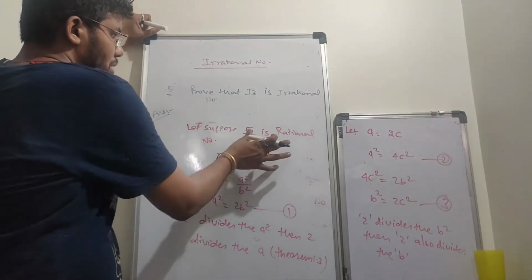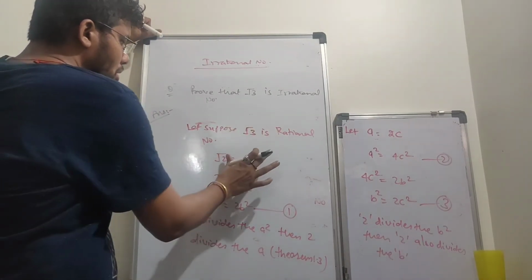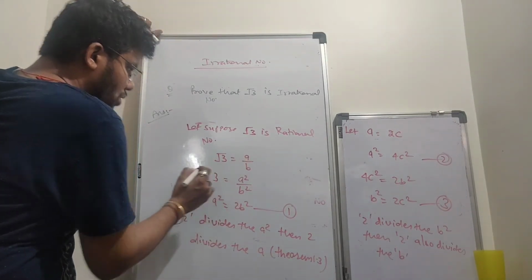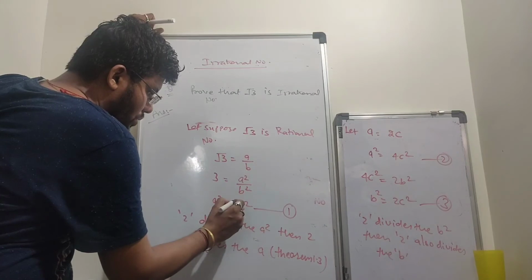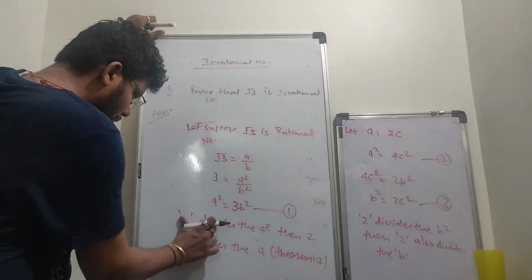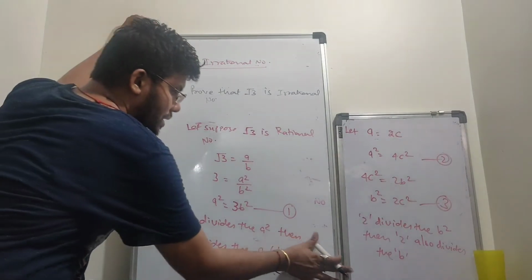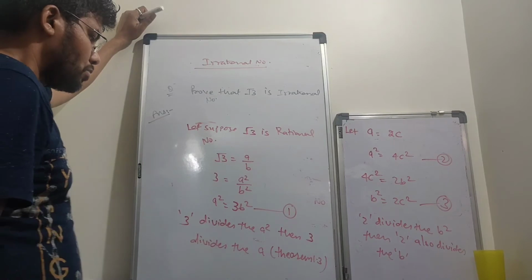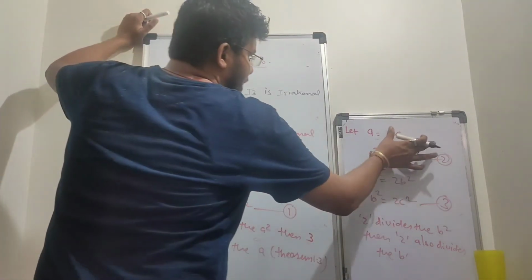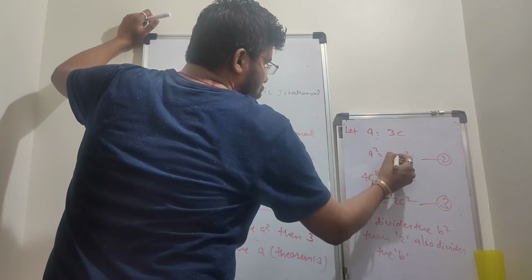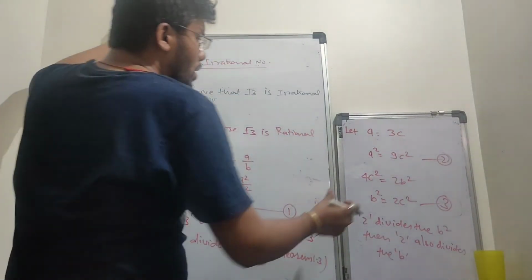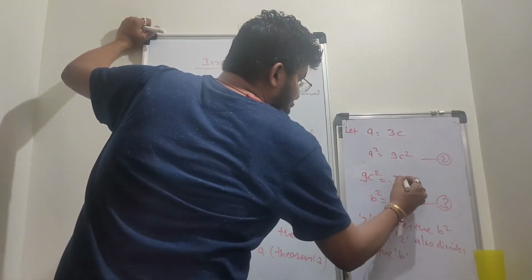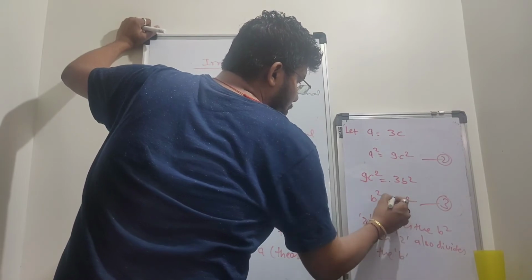Now let's suppose that root 3 is a rational number. So root 3 can be expressed in the form of a by b. Squaring both sides, 3 is equal to a square upon b square. So a square is equal to 3b square. So 3 divides a square, then 3 divides a according to the theorem 1.3. So from this statement we also say that a is equal to 3c. So a square is equal to 9c square. Now comparing with equation 1, 9c square is equal to 3b square. So b square is equal to 3c square.